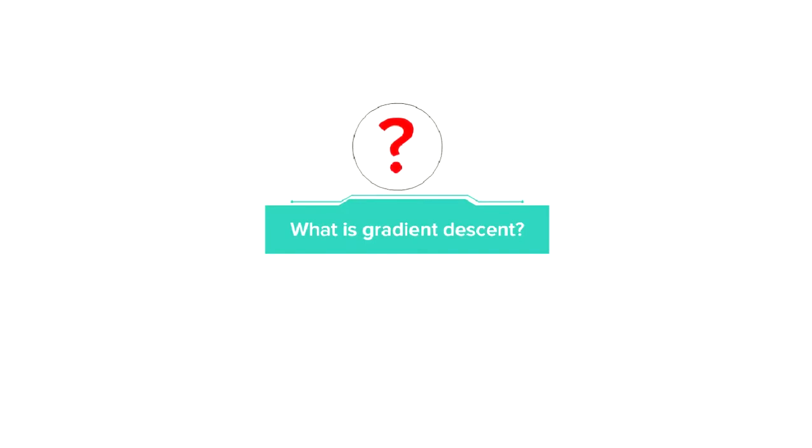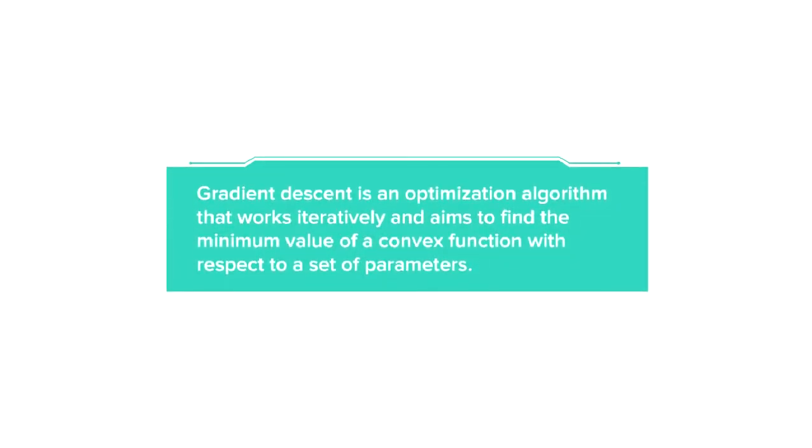So, what is gradient descent? Formally, the gradient descent algorithm is defined as an optimization algorithm that works iteratively and aims to find the minimum value of a convex function with respect to a set of parameters.